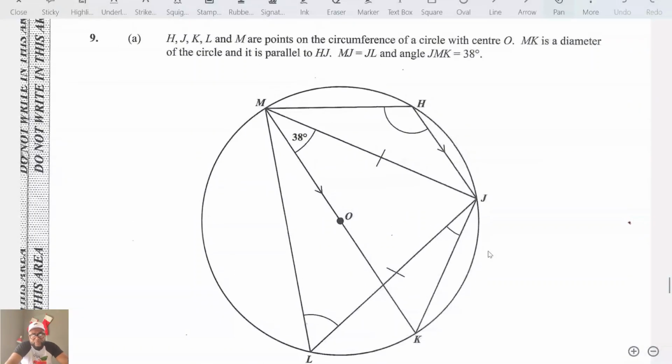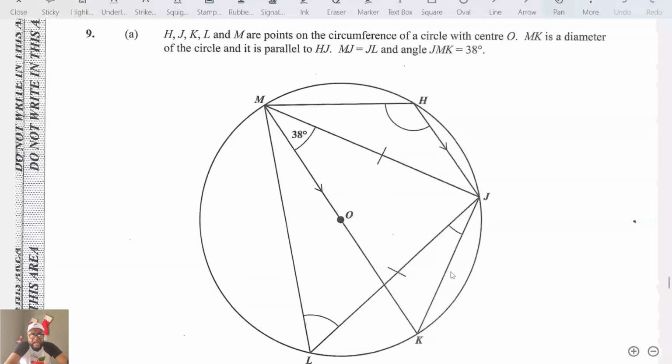Let's look at them carefully first, right? We are saying that H, J, K, L, and M are points on the circumference of a circle with center O. So we have center O here.